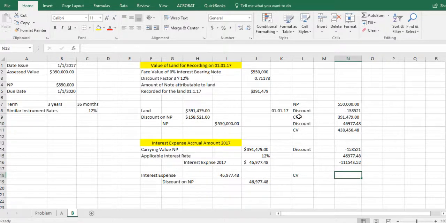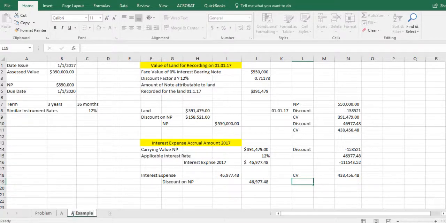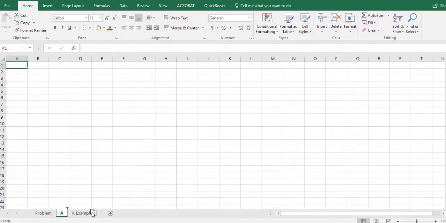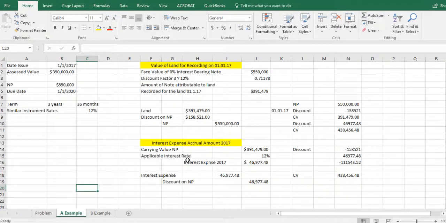So to determine the carrying value, it would of course be notes payable less the discount on notes payable, or $438,456.48. There's multiple ways you can actually come at this, just so you're aware. I actually realize that I did this on the B's tab, so let's just go ahead and rename the A tab B tab. And this is exactly how you go about completing this.